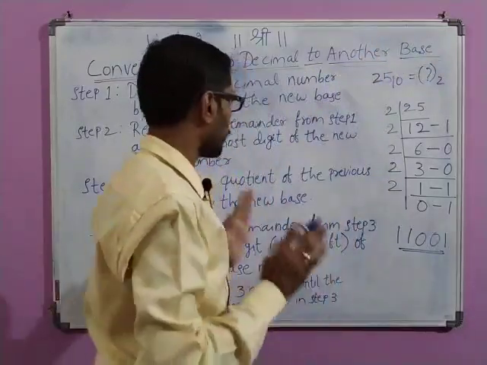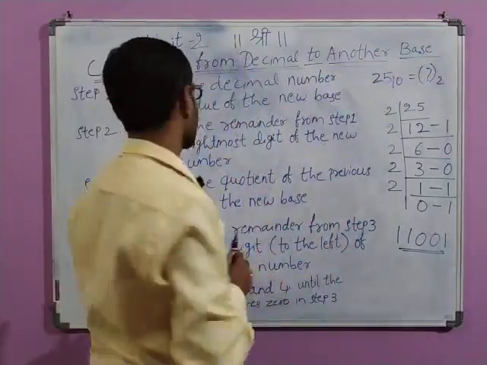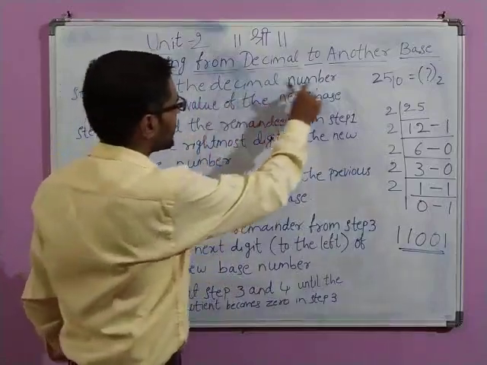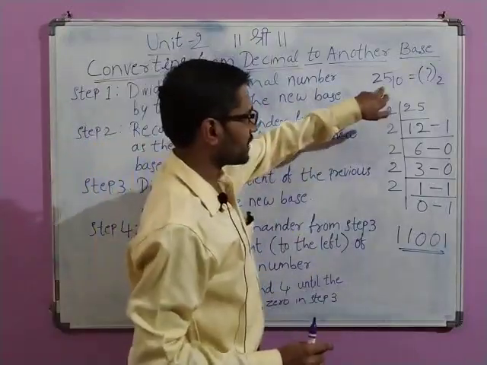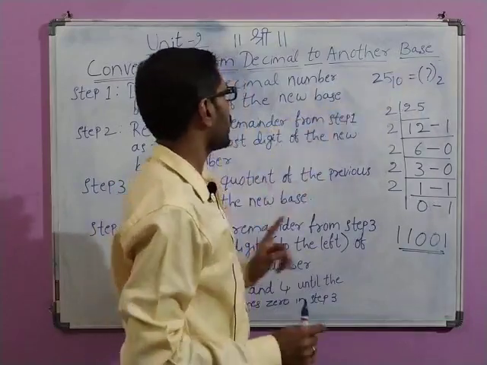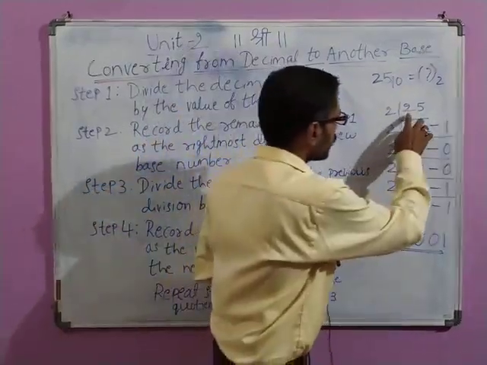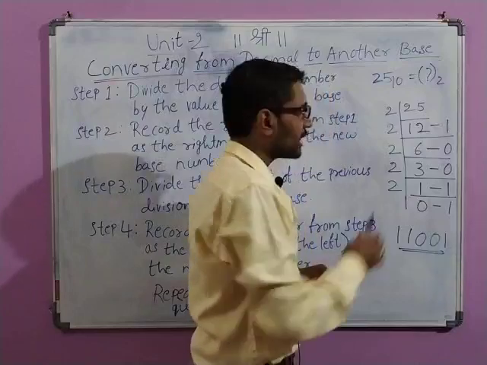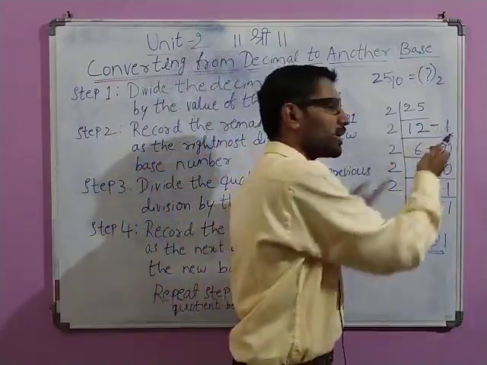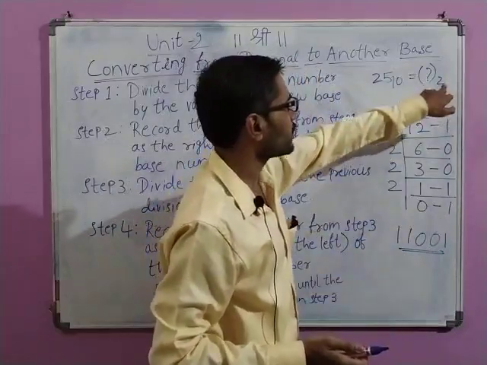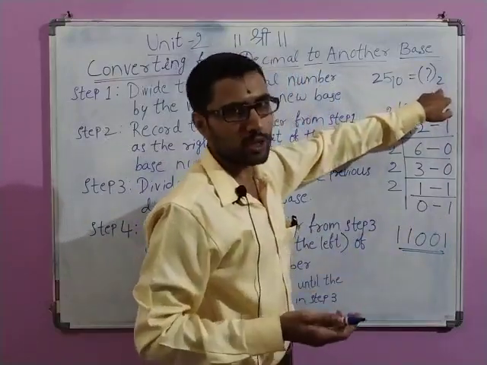I will explain it once again. Please concentrate on this. Divide the decimal number by the value of the new base. So 25 divided by 2. And then what you need to do? You need to record the remainder. The remainder can be 1, 0, 2 and so on. It depends on the base which you are converting to.